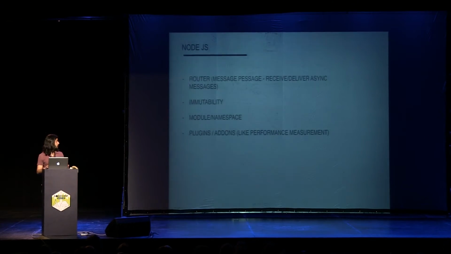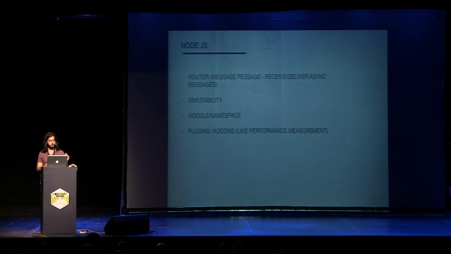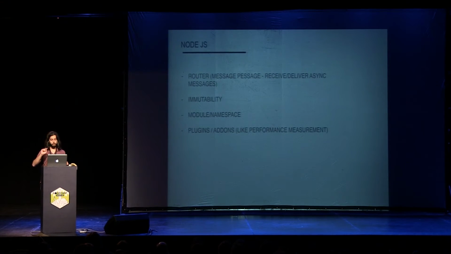The first thing we need is a router. A router is basically an object responsible for message passing. A router must be able to receive and deliver async messages. We also need immutability. And we need this because we need that a service can't mess with the internal state of an object used by another service.